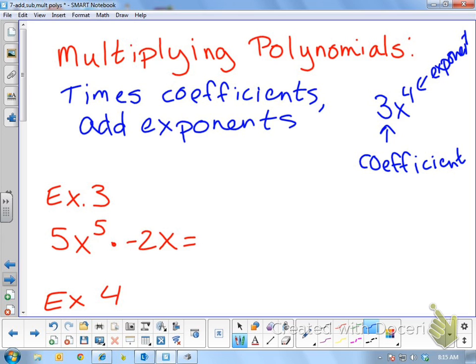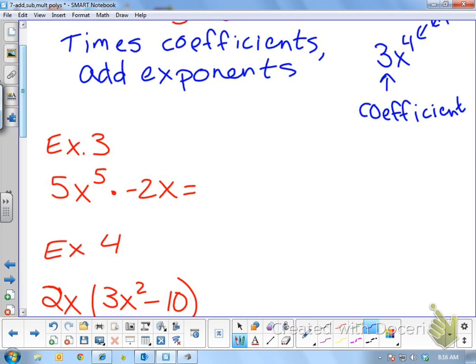Again, it's something that hopefully you have seen before. You should have seen similar things in previous math classes. So looking at example 3, we have 5x to the 5th times negative 2x.